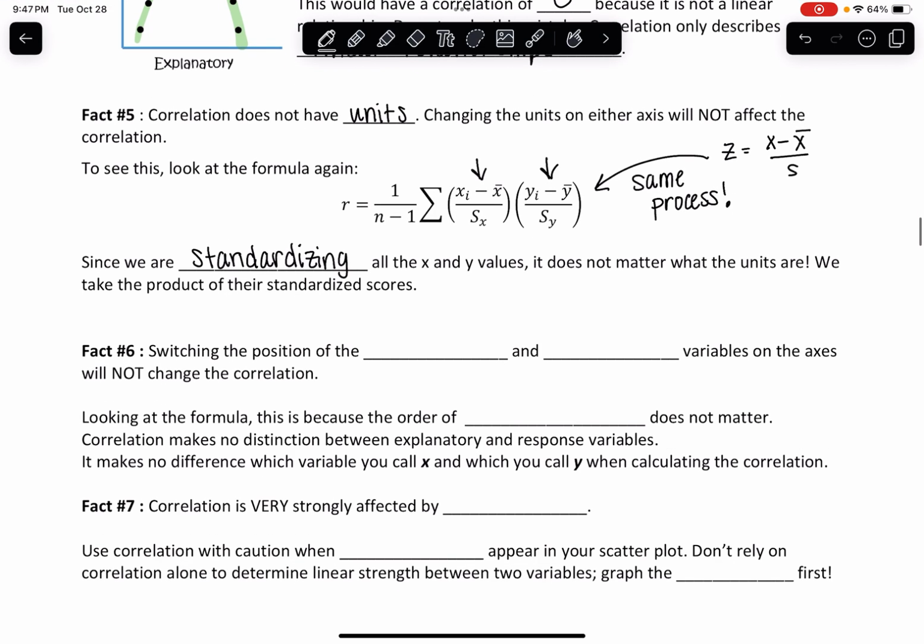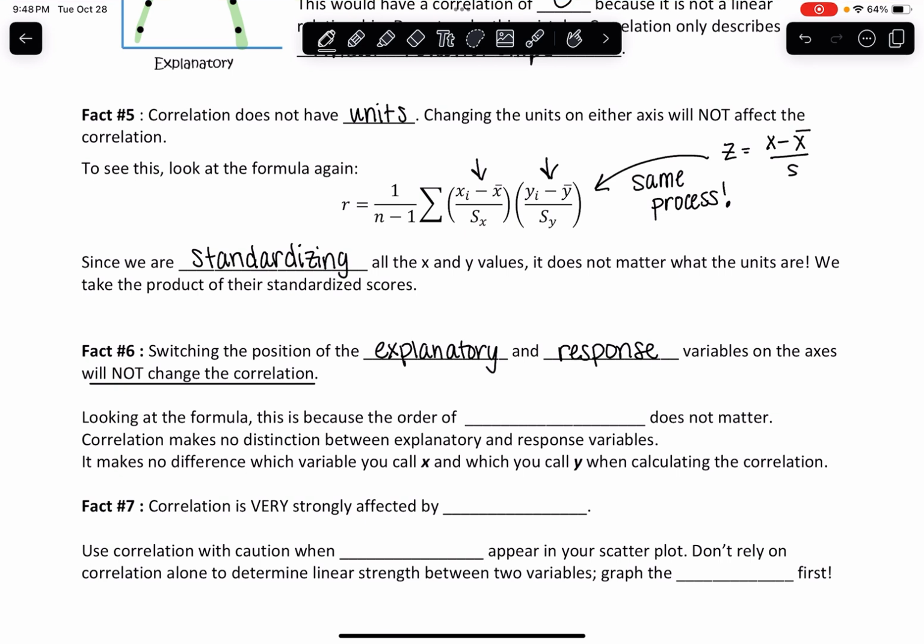Also, built from the formula is fact number 6. Switching the position of the explanatory and the response variables on the axes, so if I put the x value on our y-axis and the y values on our x-axis, it's not going to change the correlation. When we built our scatter plot for the height and the arm span, we put height on the x-axis and arm span on the y-axis. If we switched those tomorrow and we put arm span on the x-axis and height on the y-axis, our correlation would not change, our line of best fit would not change, because switching which variable is on which axis does not change the correlation. Here's why.